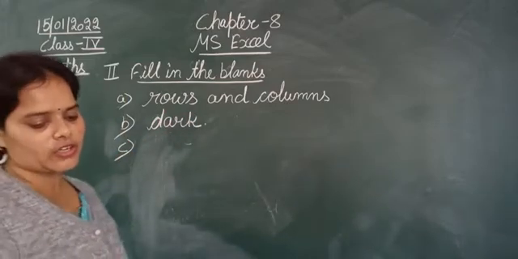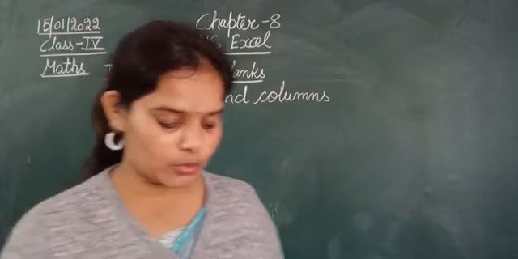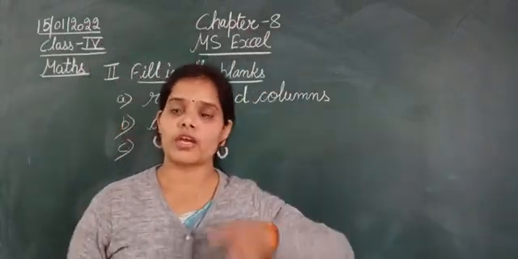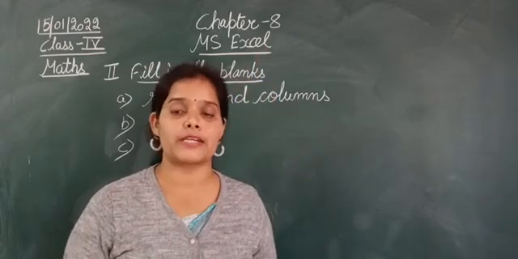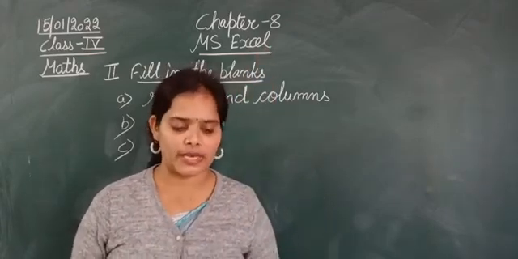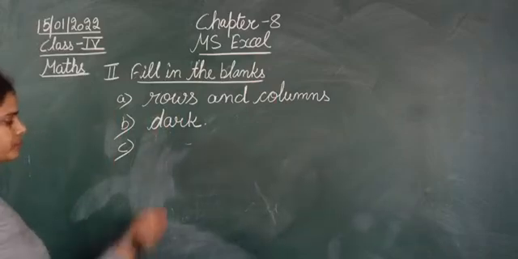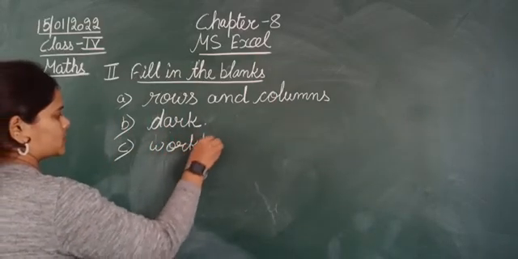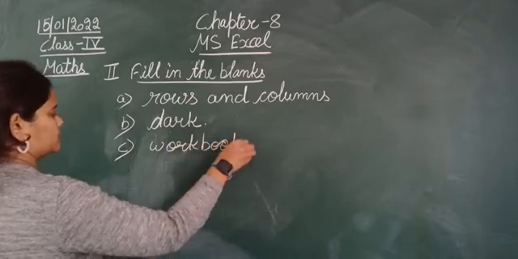C1. The horizontal and vertical lines representing the rows and columns on the worksheet are called workbook. So the horizontal and vertical lines that are present on a worksheet represent rows and columns, and we call it a workbook.